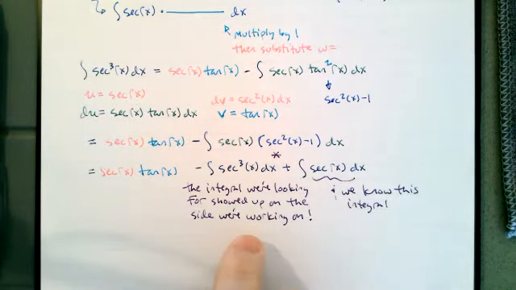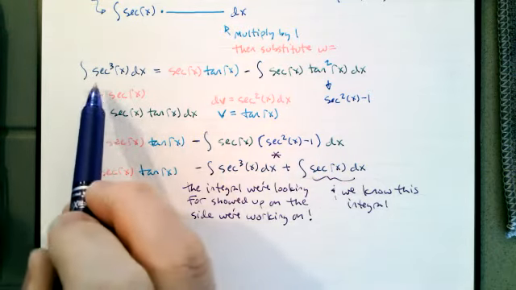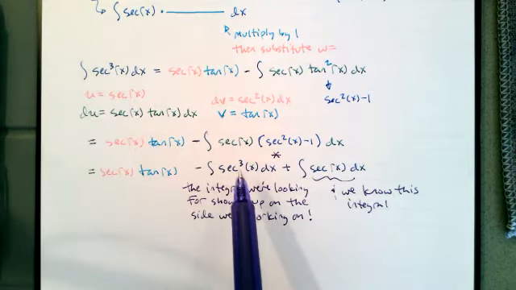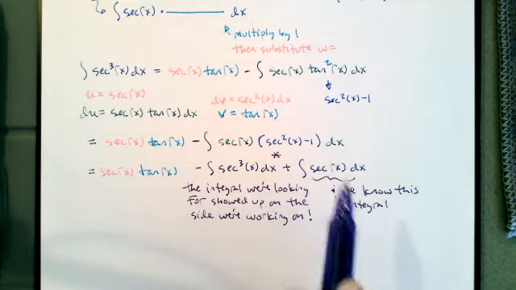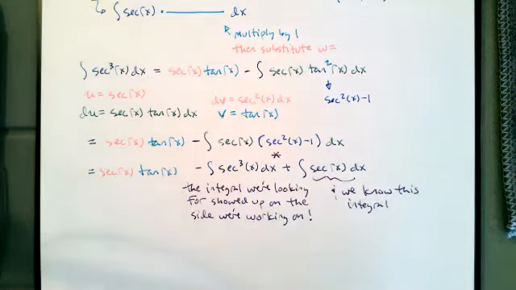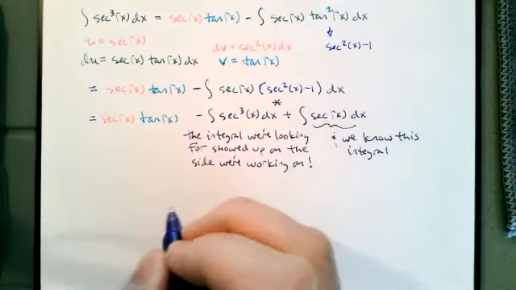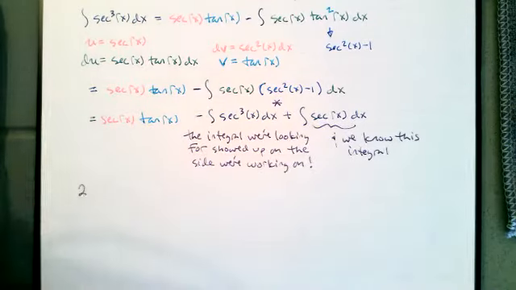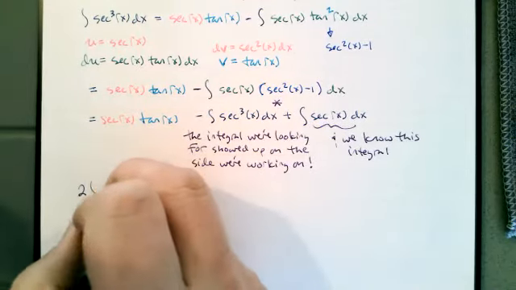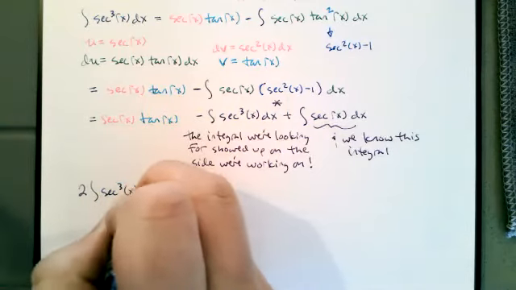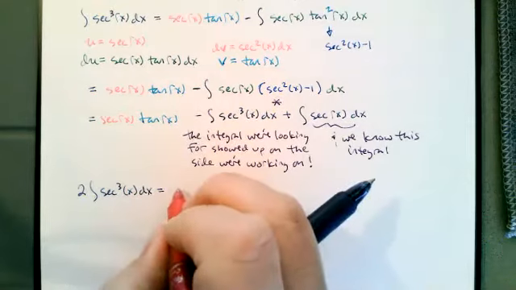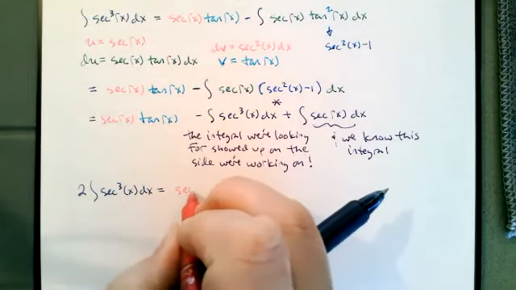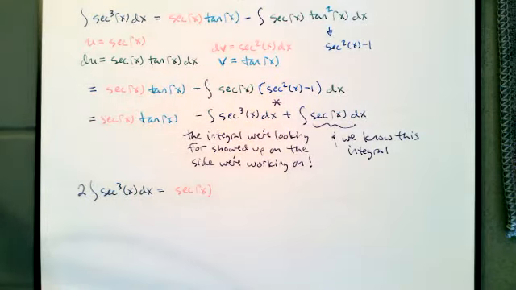So I'm going to add the integral of secant cubed to both sides of my equation. This started off with a secant cubed up here, and here's a minus secant cubed on the other side. So I'm going to add the integral of secant cubed x dx to both sides. So I end up with two integrals of secant cubed x dx, which is secant tangent. That's the same secant tangent from the original application of parts.